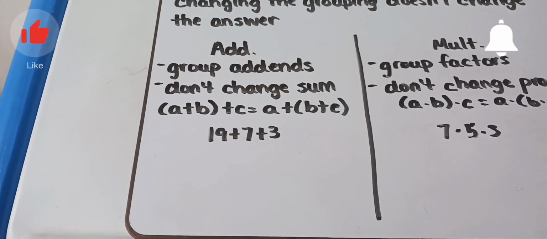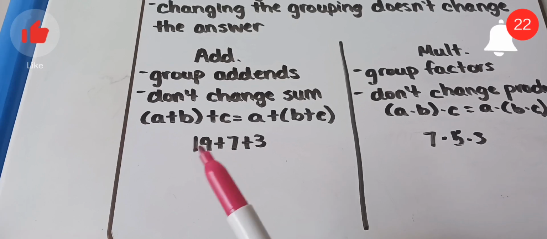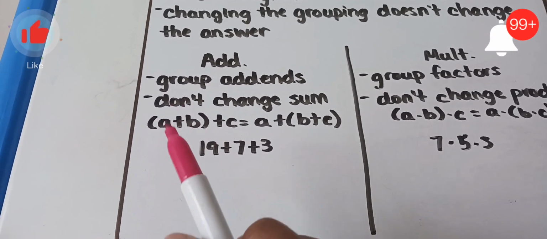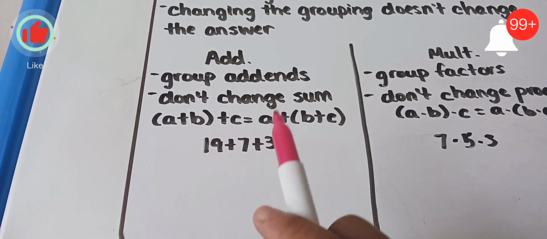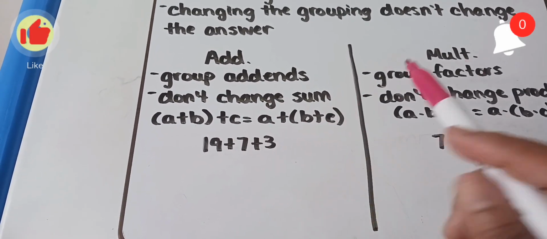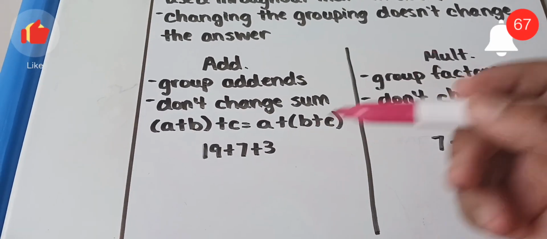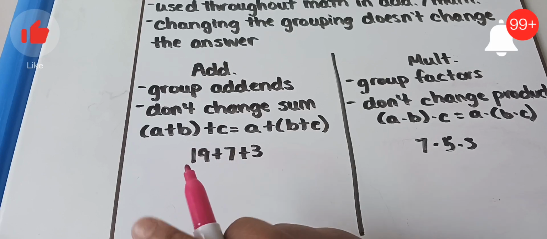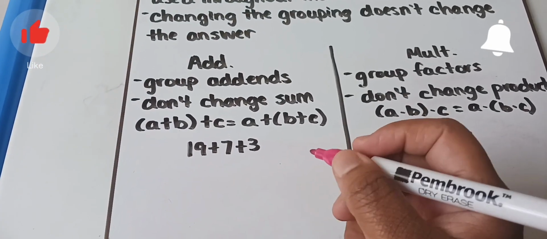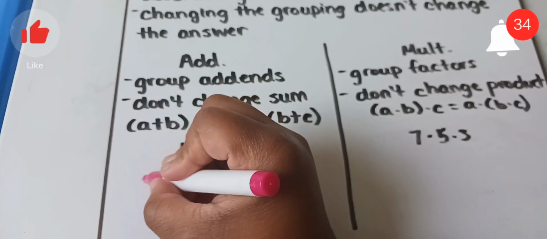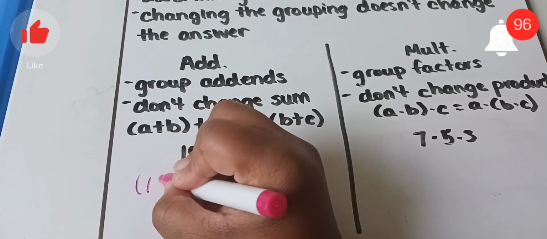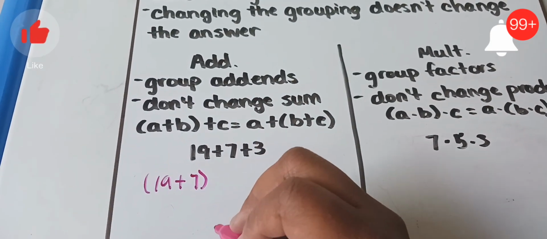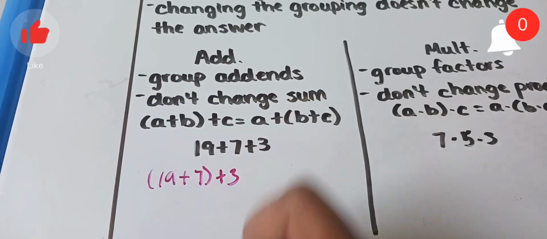So the easiest way to remember the formula for addition associative property would be (A + B) + C equals A + (B + C). And then you group them with the parentheses. So we have an example problem, which is 19 plus 7 plus 3. So we're going to group them. So our A plus B would be 19 plus 7. Then our plus C would be plus 3.